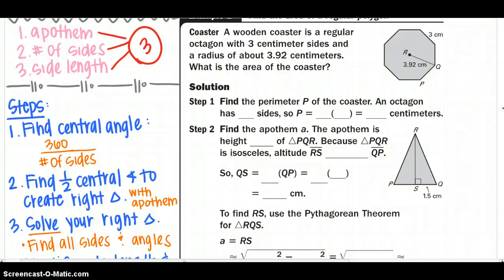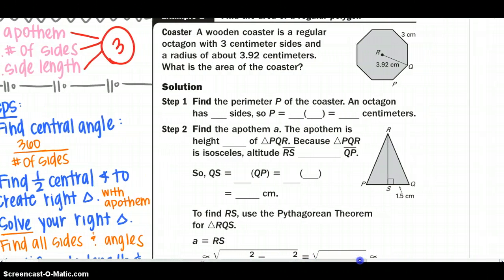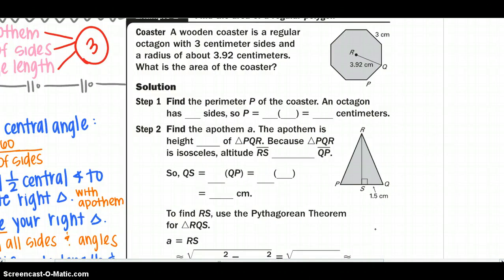Alright, step 1 for them says the perimeter P of the coaster. We want to find that first. So looking at that, it's an octagon, so it has 8 sides, and we know that each side is 3 centimeters, so we can say 8 times 3. So our perimeter gives us 24 centimeters. Pretty easy, pretty straightforward. Now we want to find the apothem.